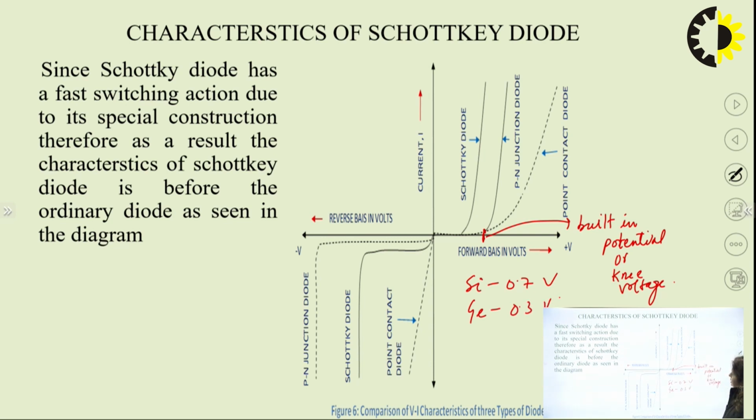So here the PN junction, when you increase the forward biasing, for some stages, for some time, the current will not increase.